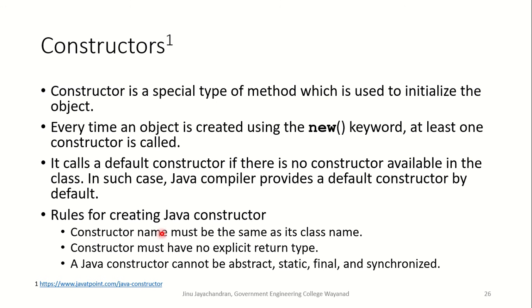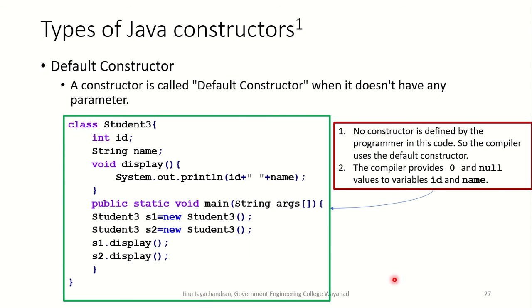But there are some rules for creating a constructor. First and foremost, the constructor name must be the same as its class name, and the constructor must not have an explicit return type. So the name of the constructor, which is a method, which is a function, should be the same as the class name, and the constructor should not return any values. A Java constructor cannot be abstract, static, final, or synchronized. These are different keywords in Java that we will look at as we go.